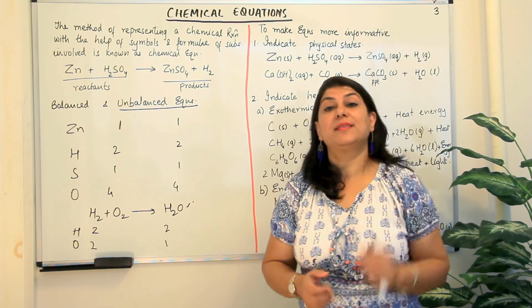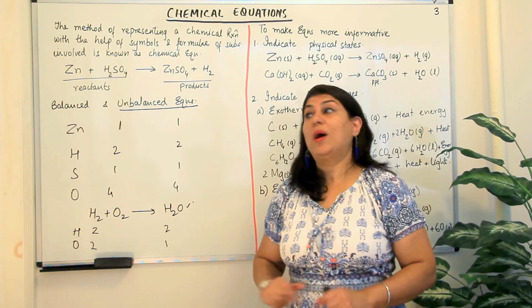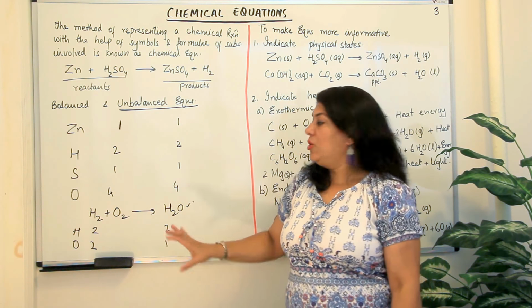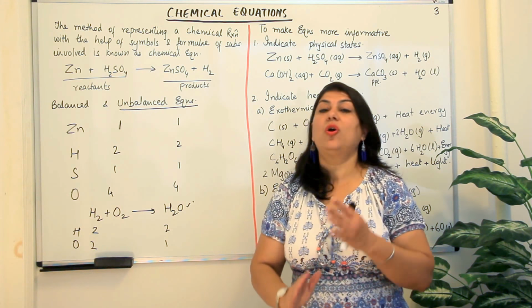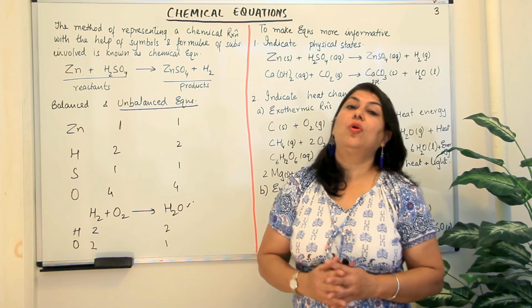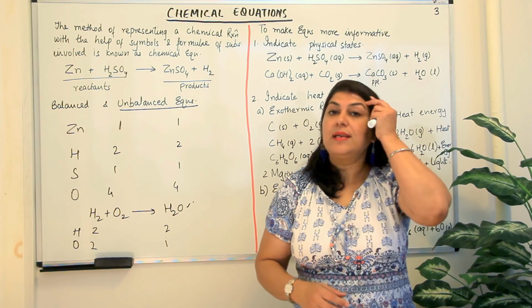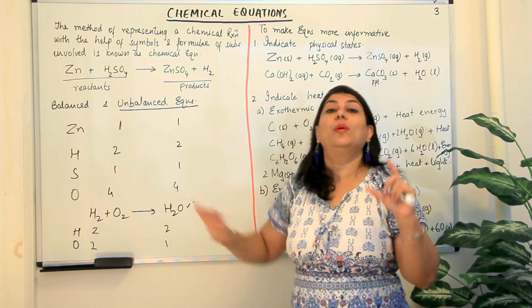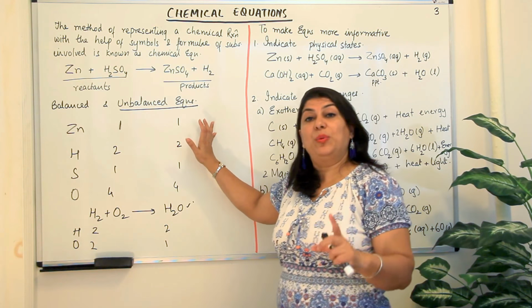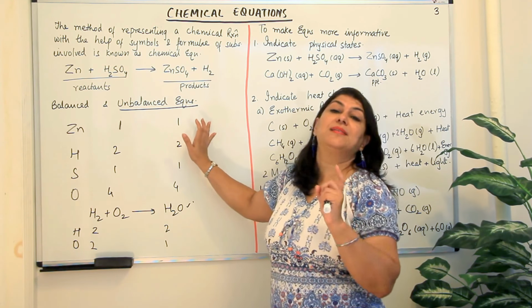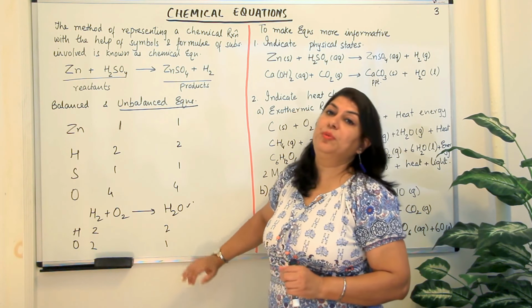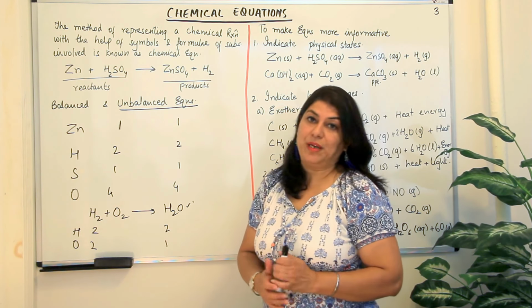So such equations where the number of atoms of each element on both the sides are not equal would be called an unbalanced equation. In the next video, I'm going to teach you how we can balance equations, because unbalanced equations do not make sense according to the law of conservation of mass. And it only makes sense that whenever we write equations, we should always balance them. And our equation finally should be a balanced chemical equation. Right? So the next video would be for balancing of chemical equations.